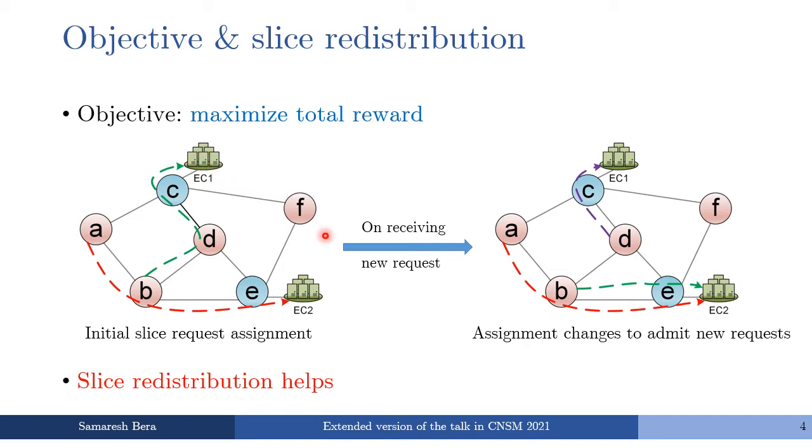However, on receiving a new slice request, the existing slice can be redistributed in the network. In this example, we see that the green slice is redistributed from edge cloud 1 to edge cloud 2, and we are able to admit a new request to edge cloud 1. So we see that slice redistribution helps in maximizing the total reward by accommodating more slice requests.